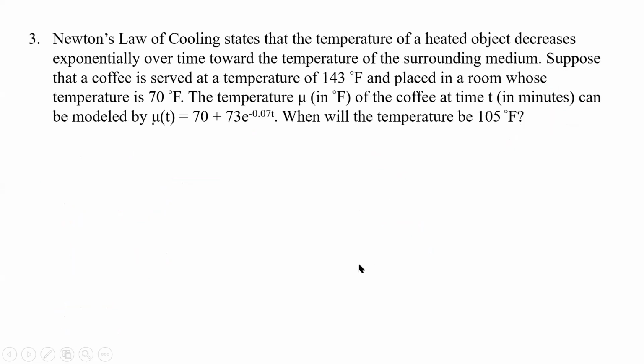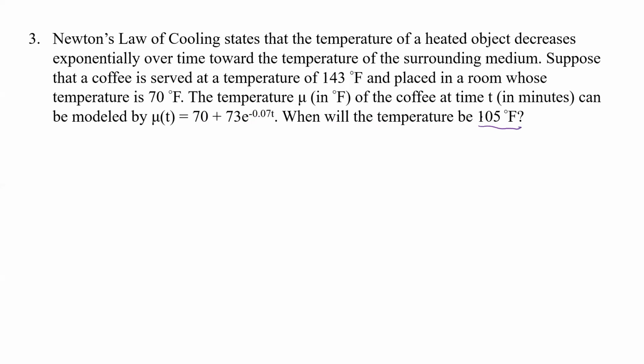The next one says we have Newton's law of cooling states that the temperature of a heated object decreases exponentially over time toward the temperature of the surrounding medium. Suppose that a coffee is served at a temperature of 143 degrees Fahrenheit and placed in a room whose temperature is 70 degrees Fahrenheit. The temperature mu in degrees Fahrenheit of the coffee at time t in minutes can be modeled by mu of t equals 70 plus 73 times e to the negative 0.07 t. And it asks, when will the temperature be 105 degrees Fahrenheit?